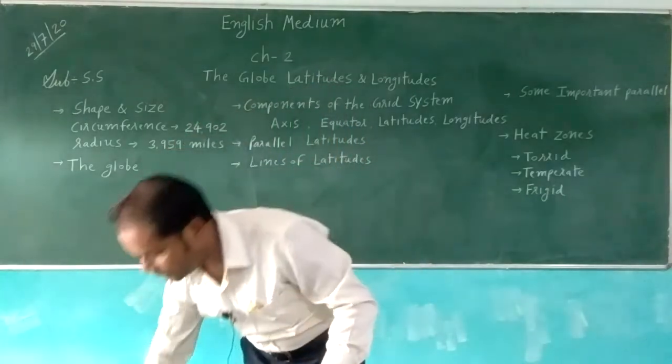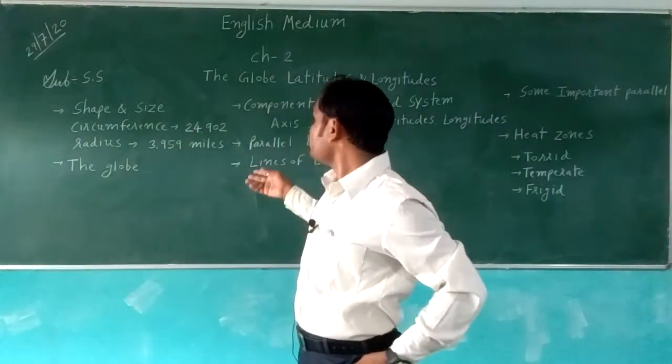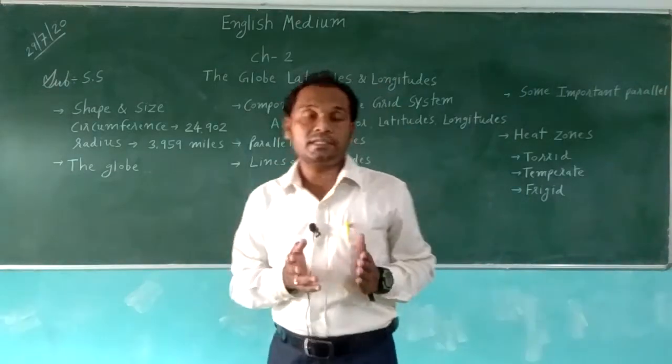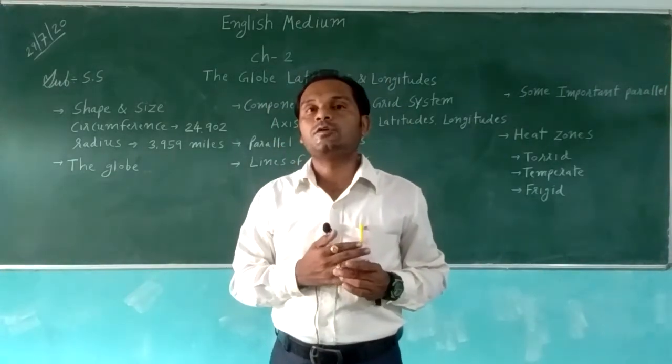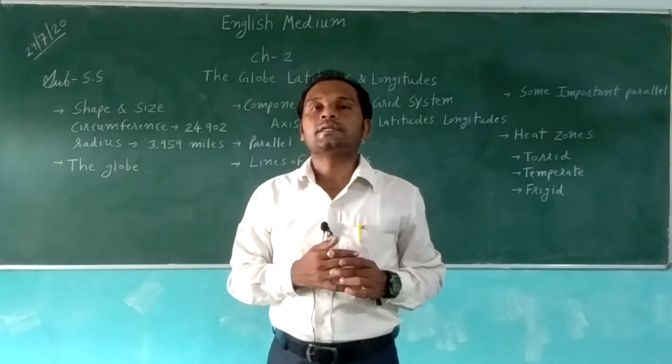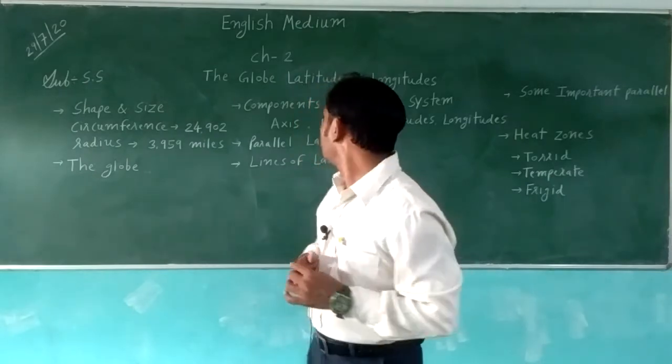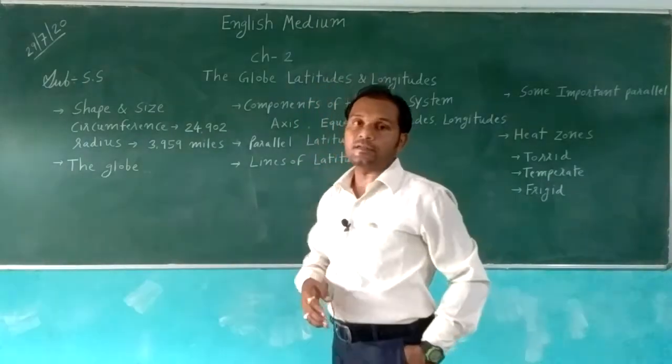And now we'll see the components of the grid system. The imaginary line passing through the Earth is called the axis, and it has two poles, the North Pole and the South Pole. The second thing is the equator.